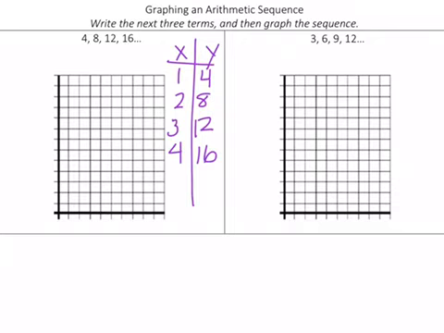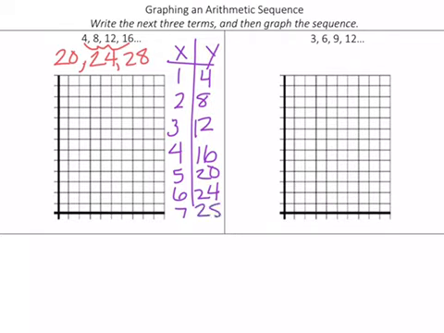Okay. Now they do want us to write the next three. So as we're looking at what's being added, we know that the common difference is +4. So my next three terms would be 20, 24, and 28. So I could add that also into our T-chart. So our fifth term in the sequence is 20, our sixth term is 24, and our seventh term is 28.